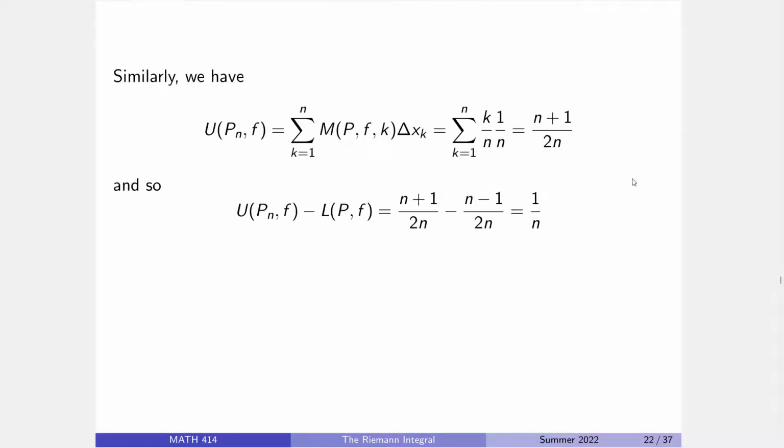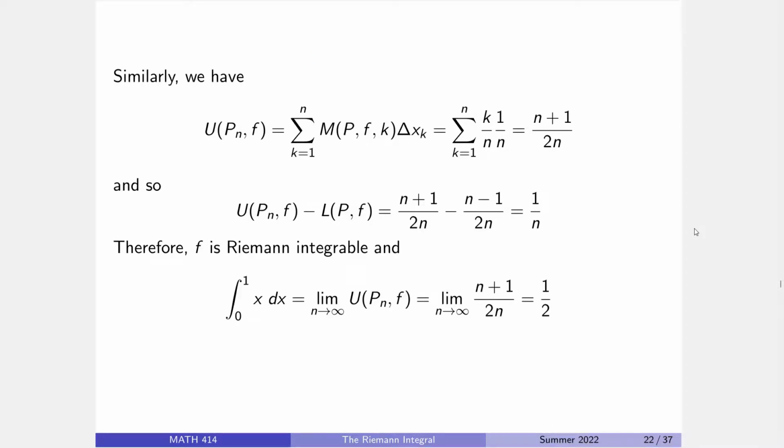We're now going to see that it must be Archimedean, because the upper ones sum up nicely as well, and the difference of the two gives me 1 over n. So I have an Archimedean sequence of partitions, and thus I am integrable, and the value of my integral is the limit of the upper or the lower Darboux sums there, and that's equal to 1/2.